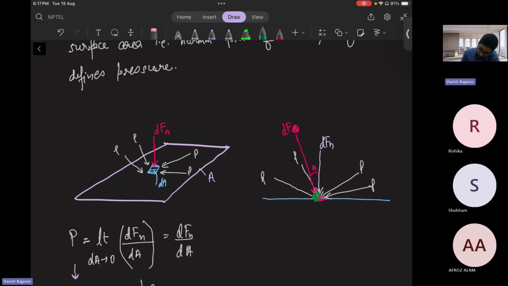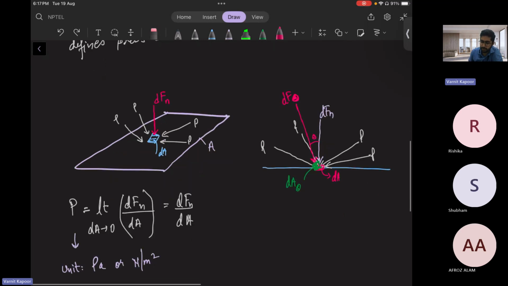This will be the rotated area, and again it is dA theta. This is dA theta, and this was dA.